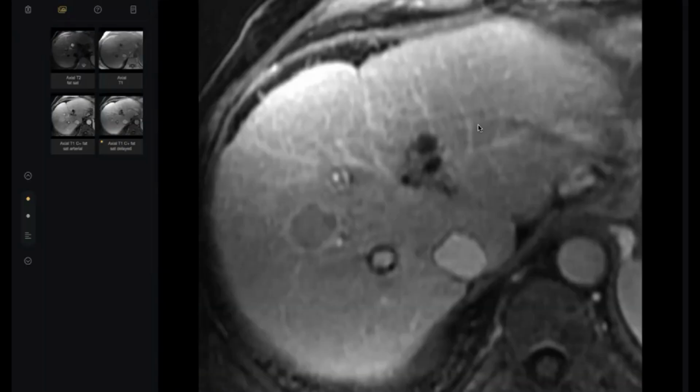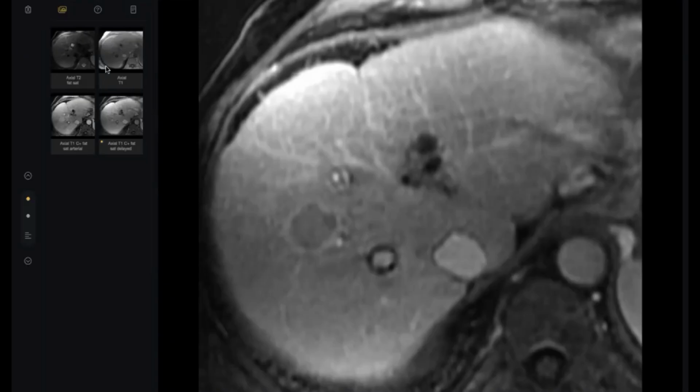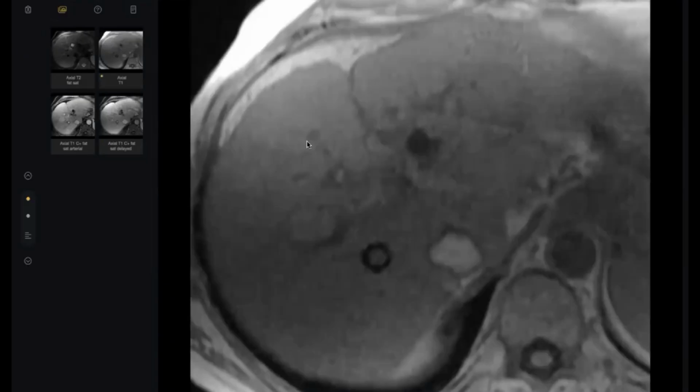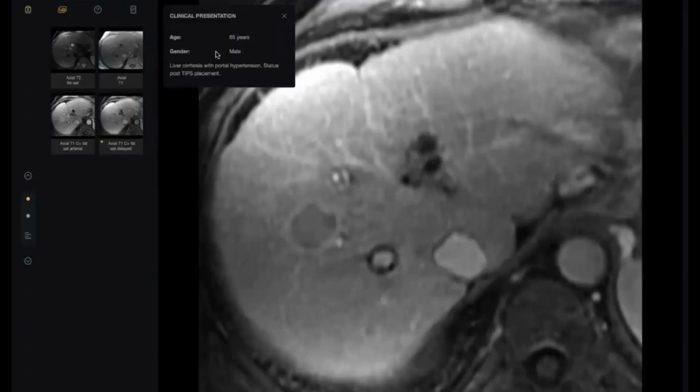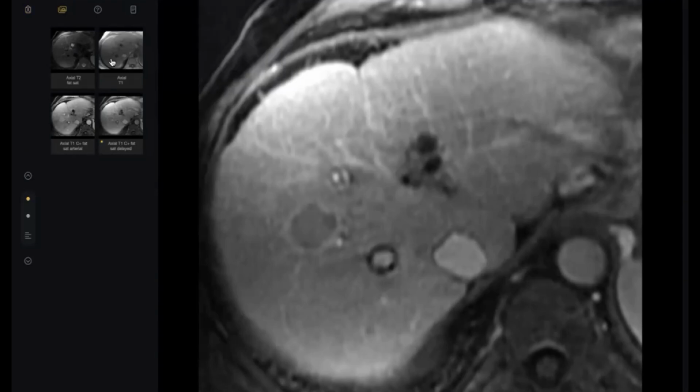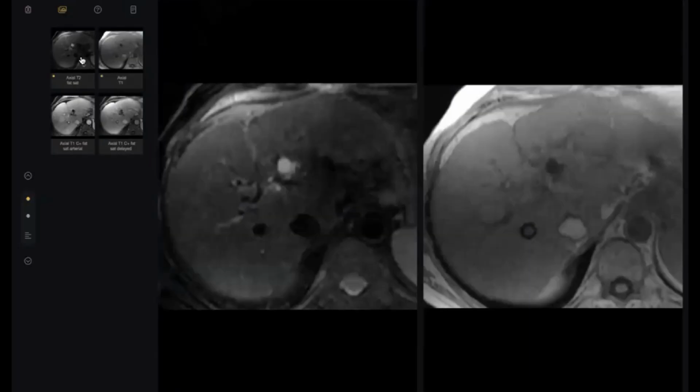Are you ready? Good evening, sir. Yes, sir, I'm ready. Good evening. Doctor, these are static images, I think, all of them. This is a 65-year-old male patient with liver cirrhosis and portal hypertension, and he underwent an MRI. This is his MRI. You can start.